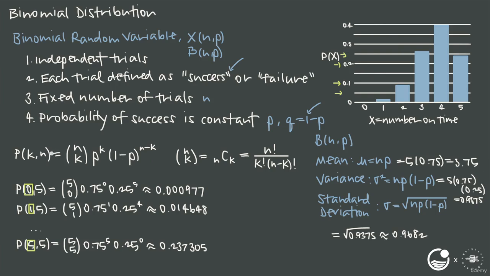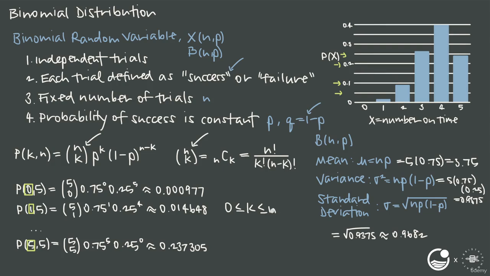We can specifically find the probability of k successes in n trials using this formula here, where this is the binomial coefficient that we calculate this way. We learned about this when we talked about permutations and combinations. So we can calculate the probability for every possible value of k, and k is always going to take on values between 0 and n.